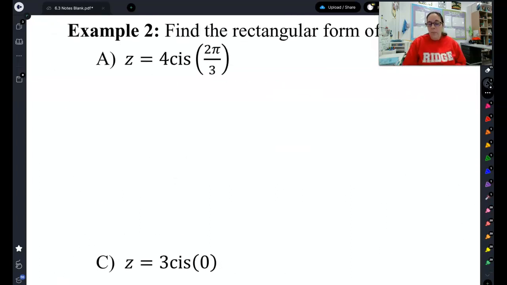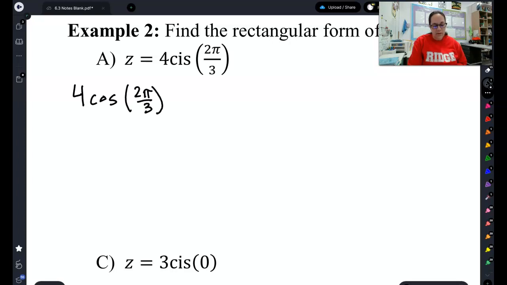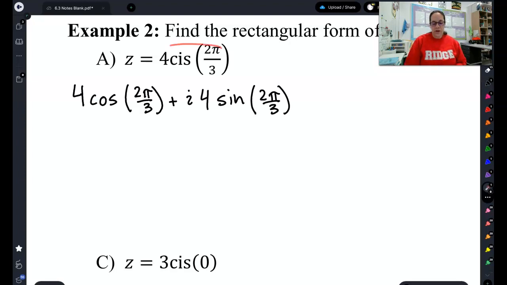Here we have a polar form of a complex number, 4 cis 2 pi thirds. Or if we write that out not in shorthand, we know this would be 4 cosine of 2 pi thirds plus i times 4 sine of 2 pi thirds. This is your shorthand. This is your actual polar form.